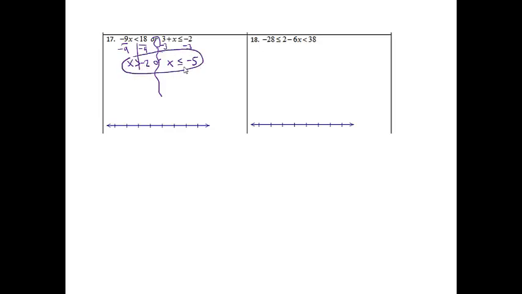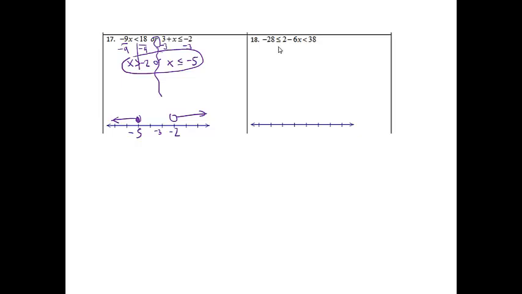Okay, now we have to be careful because negative 5 actually goes to the left of the negative 2. Okay, and then negative 5, we notice there's an equal sign on it, so we're going to go ahead and close it in. And less than would head to the left. And then greater than negative 2, we're going to have an open circle heading to the right.